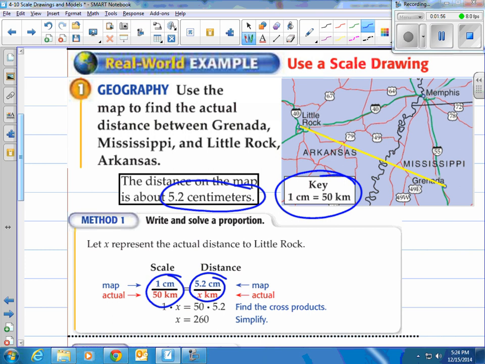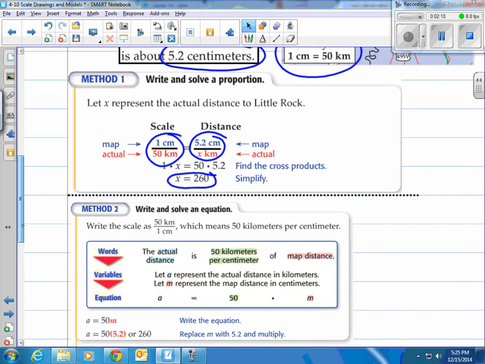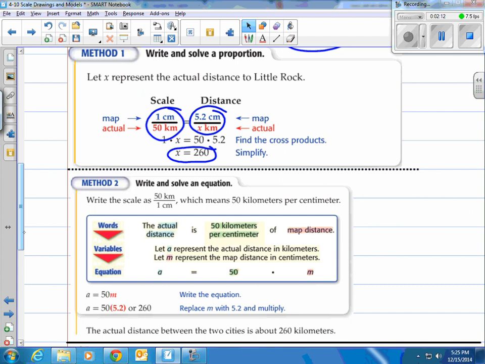Cross multiply, find our cross products, and then divide. In this case, we don't have to divide, we'll divide by 1. Let's keep it the same. So it's roughly 260 kilometers. That's probably the best way to describe this and how to do it. There is a second version there, and you can read it at your leisure if you like. It's basically figuring out how many kilometers per centimeter, and that's 50, and then you just multiply that by how many centimeters you have. You get the same answer. It's 260.